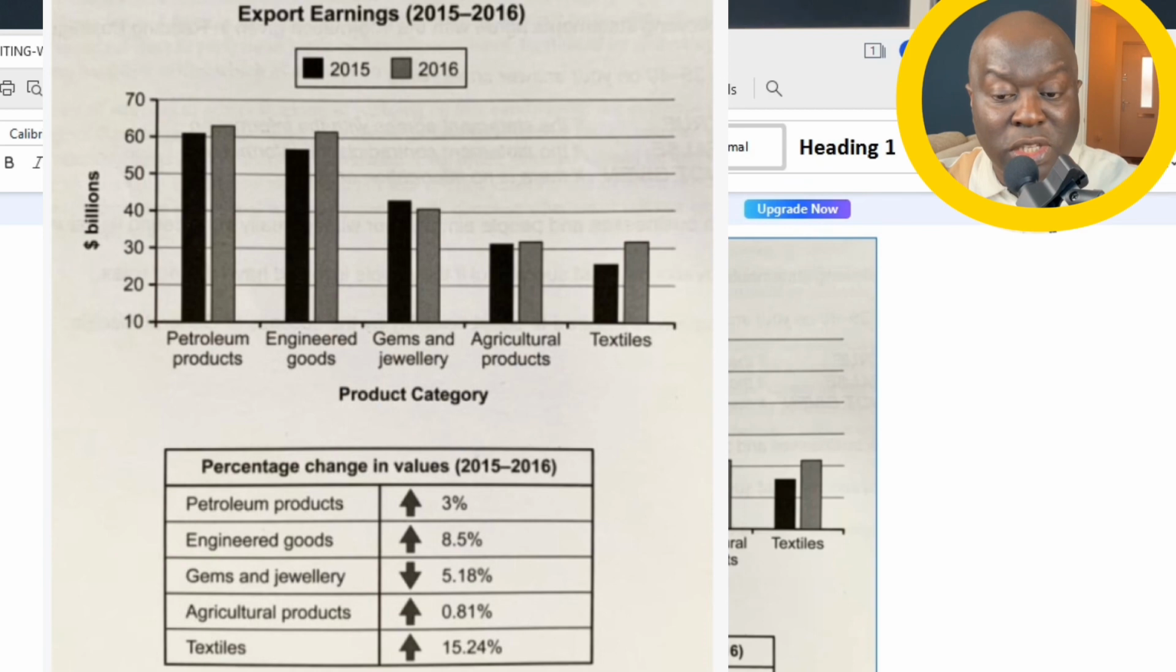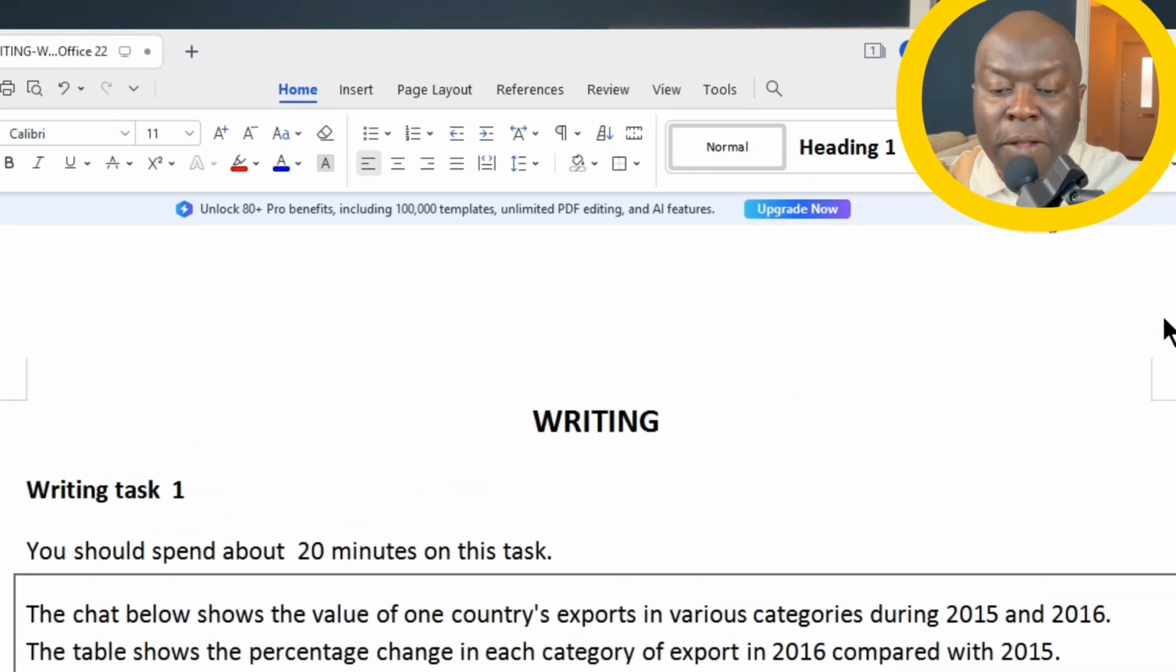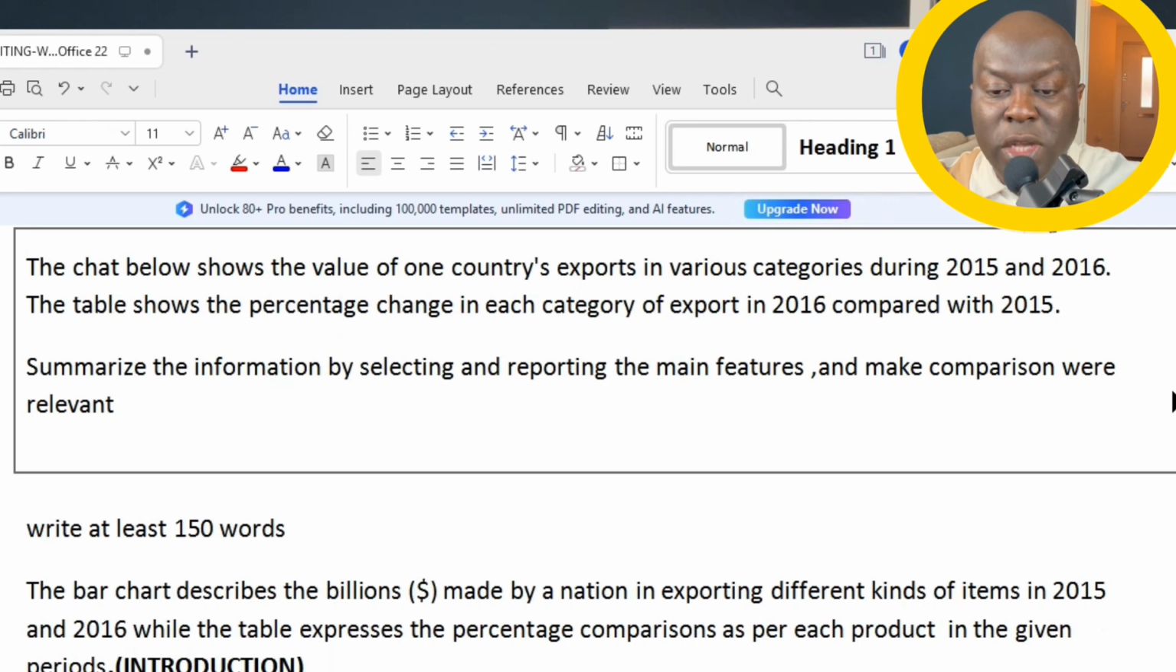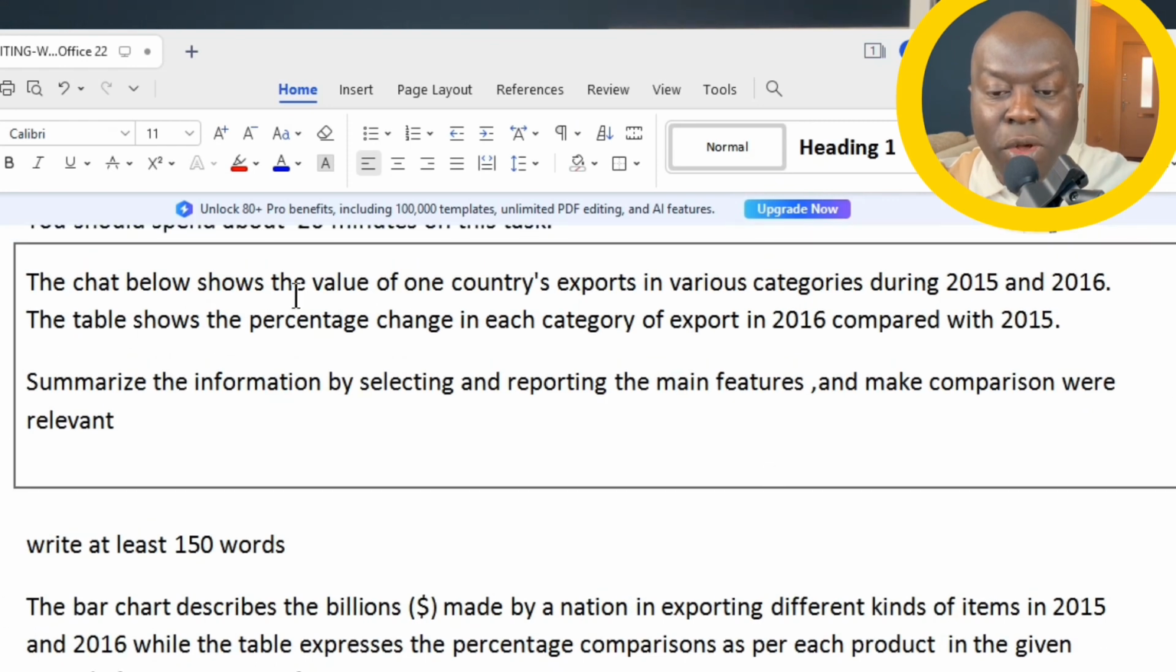You will also extract from this introduction. Okay, now if you look at this, the question prompt said the chart below shows the value of one country's exports in various categories during 2015 and 2016. Look at what I did here.